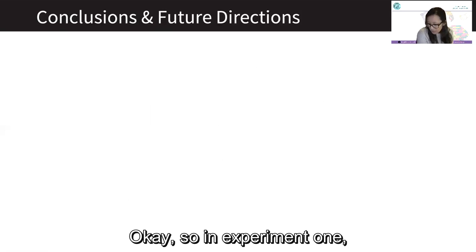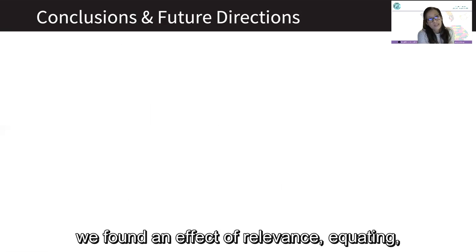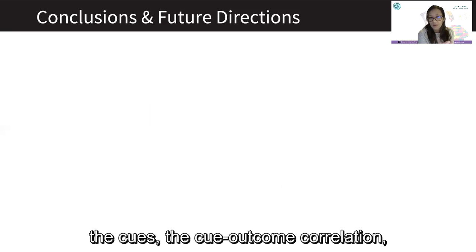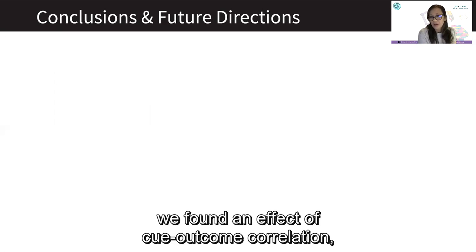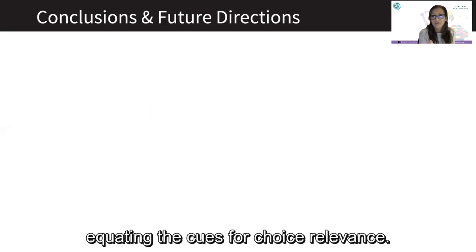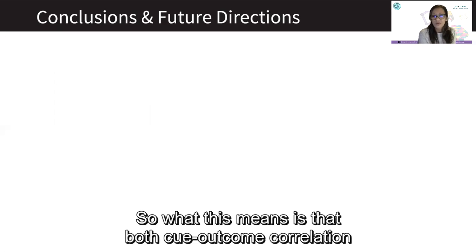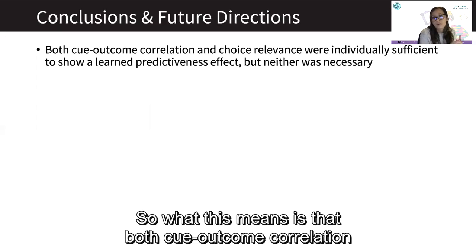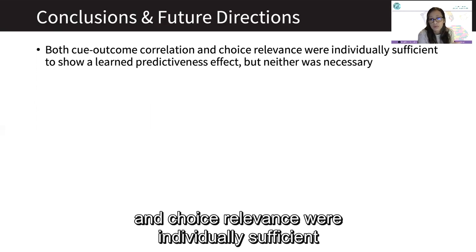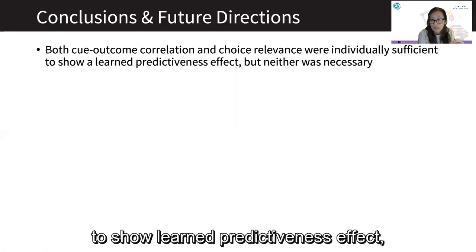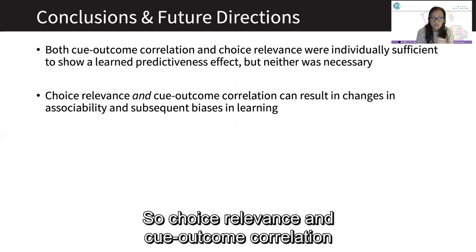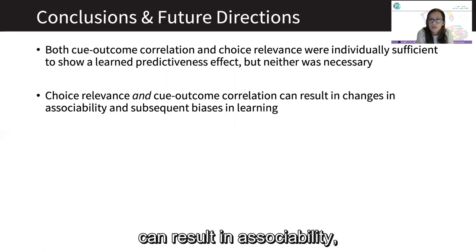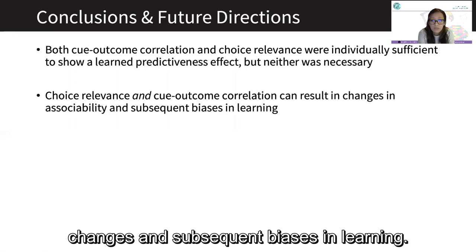Okay, so in experiment 1, we found an effect of relevance equating the cues for cue outcome correlation. But in experiment 2, we found an effect of cue outcome correlation equating the cues for choice relevance. So what this means is that both cue outcome correlation and choice relevance were individually sufficient to show a learned predictiveness effect, but neither were necessary. So choice relevance and cue outcome correlation can result in associability changes and subsequent biases in learning.